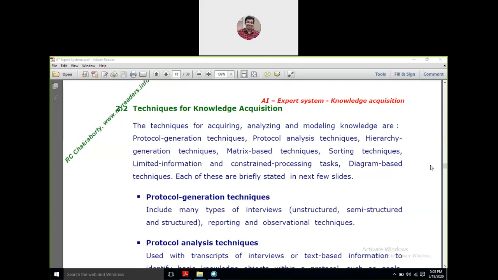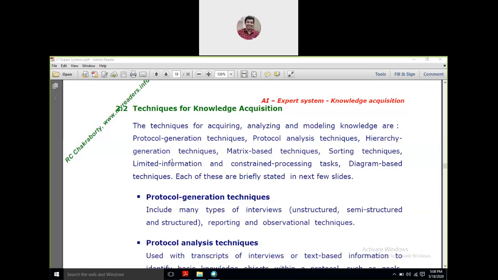Now, there are a few techniques for knowledge acquisition. So we'll be listing out those techniques. Let us pick each one of them gradually, and let's go through them. The first one is the protocol generation technique. This is a technique for knowledge acquisition.